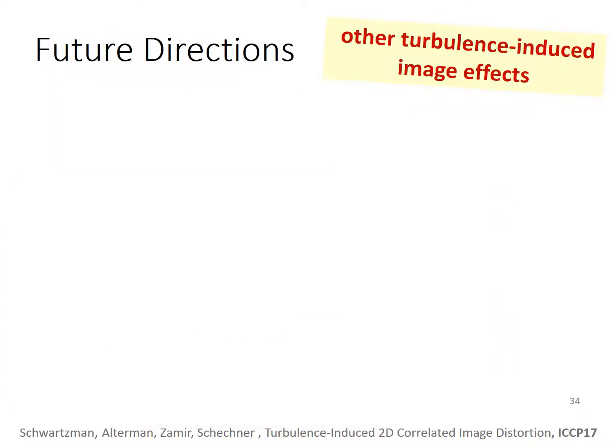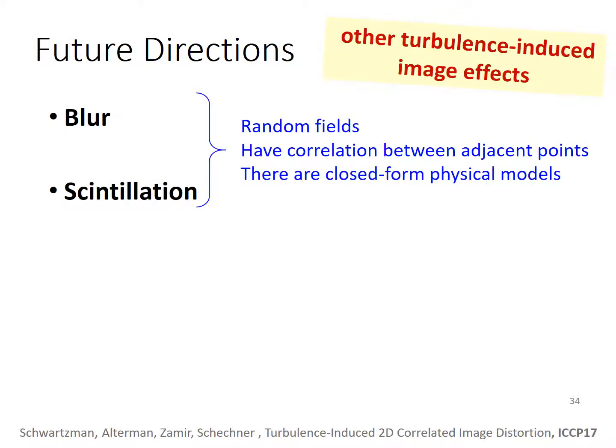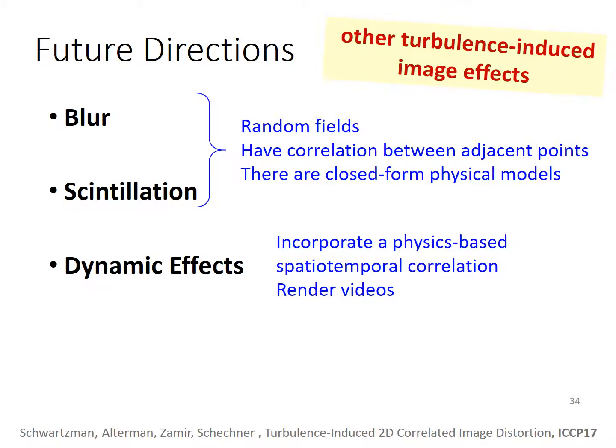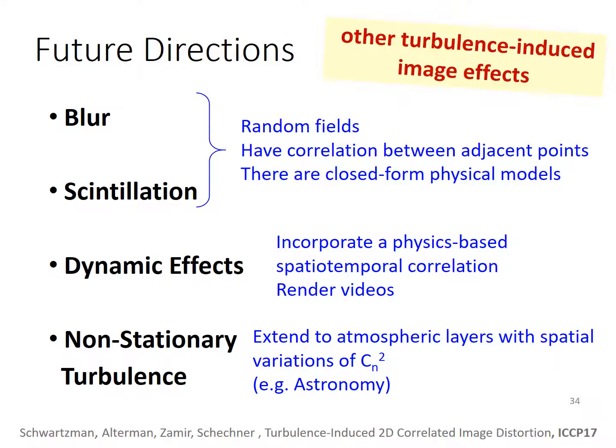In this work, we focused on a particular turbulence-induced image effect, distortion in a 2D image. This may be extended to express other turbulence-induced image effects, such as blur and scintillation, which are both random correlated fields and have closed-form physical models. Turbulence is actually dynamic, and so are its image effects. The 2D distortion field is correlated both in space and time. To render videos, this spatial-temporal correlation should be simulated correctly. In some cases, the turbulence field is not spatially stationary, specifically for oblique views such as in astronomy. Extending the approach to such cases is also important.